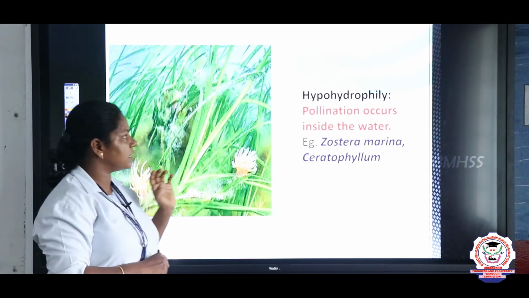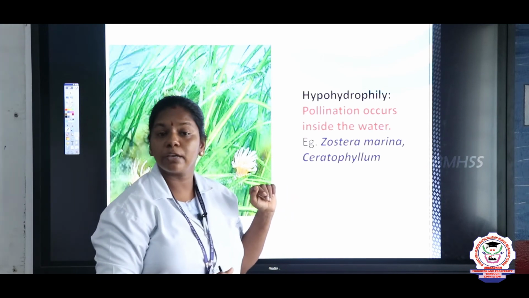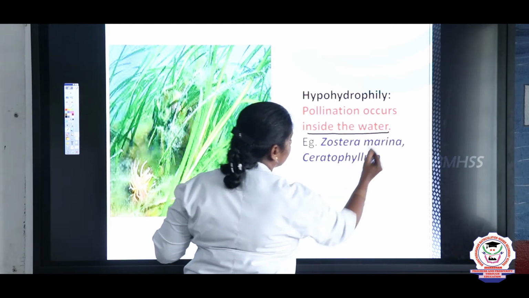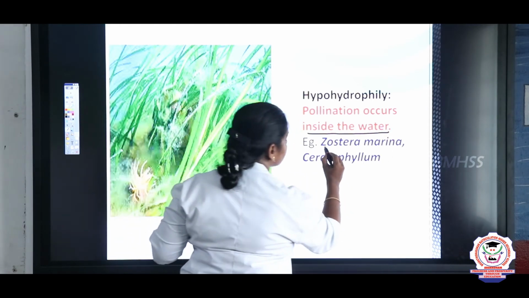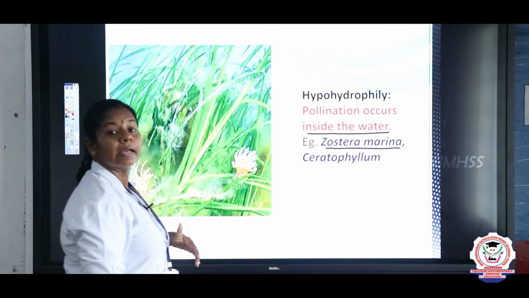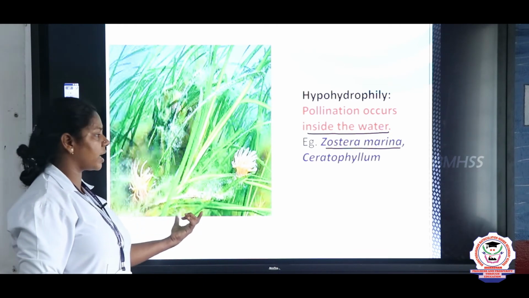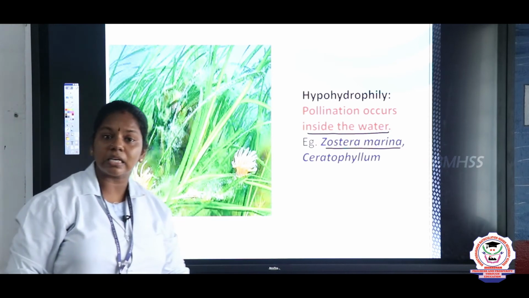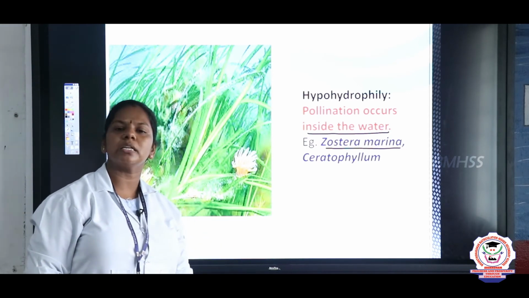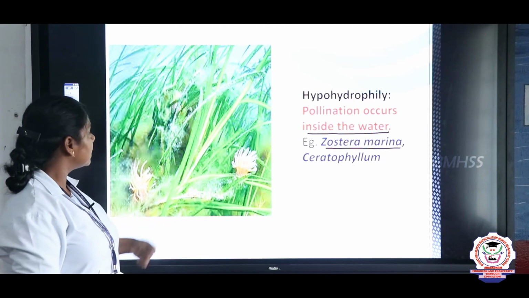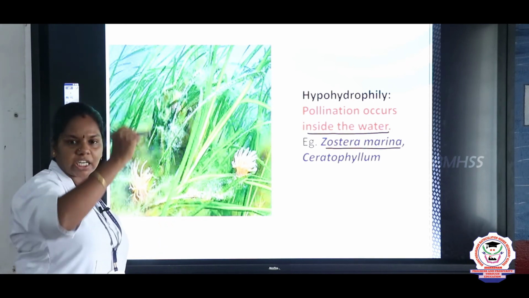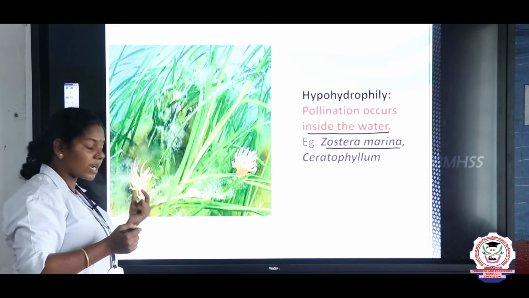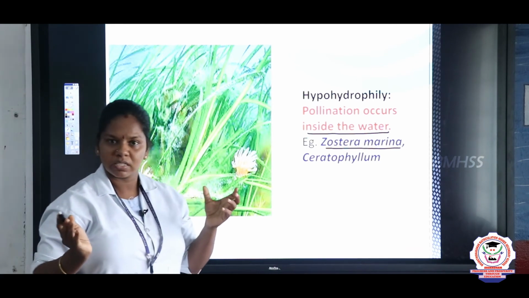And now we can see the other type, that is hypohydrophily. Hypo means under water. The pollination takes place under the water. Examples: Zostera marina and Ceratophyllum. This is Zostera marina, children. Mostly these are grass plants, right, present under the water. It is fully submerged in the water. Here the pollen grains are very needle shaped, and this is the stigma. Stigma, or what do we say, children? The stigma is very large in size.